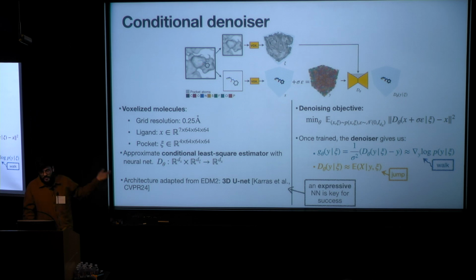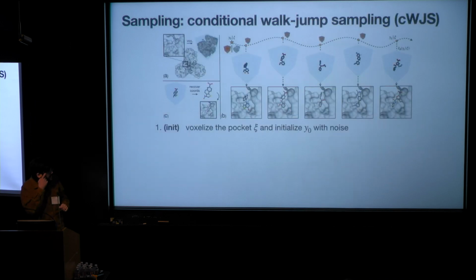And yeah, so an expressive neural network is key here. We really need to have a very expressive architecture because we don't even have any equivariance here. So the hope is that having a powerful architecture, and if you're able to train it properly, we can do the sampling. And this is how we do the sampling, actually.